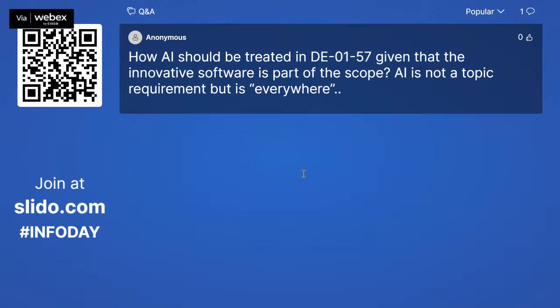How should AI be treated in 57, given that innovative software is part of the scope? AI is not a topic requirement, but is everywhere. So Henry, again. Okay, again. Take your time. It's not a topic about AI.